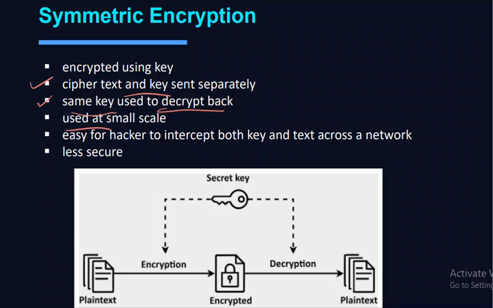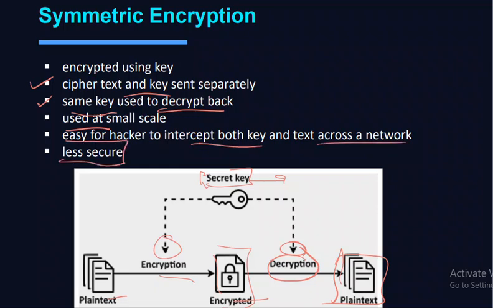So you can see the plain text and then it is encrypted. After encryption, they use the secret key, the same secret key for encrypting and decrypting. If the hacker gets the secret key, they will decrypt the data and get your data. So it is easy for hackers to intercept both keys across the network, and it is less secure. That's why nobody uses this system.